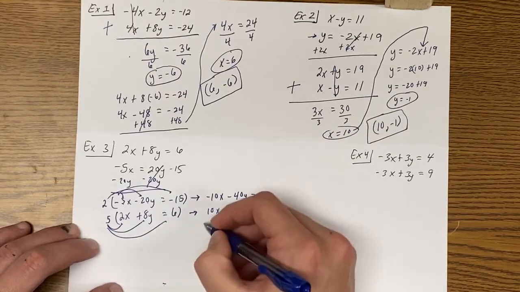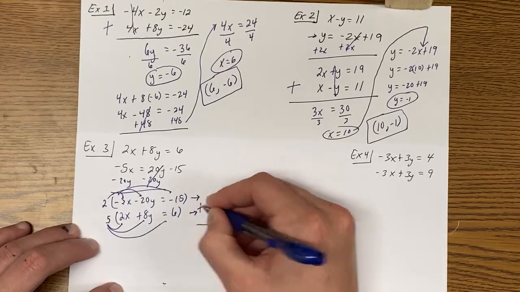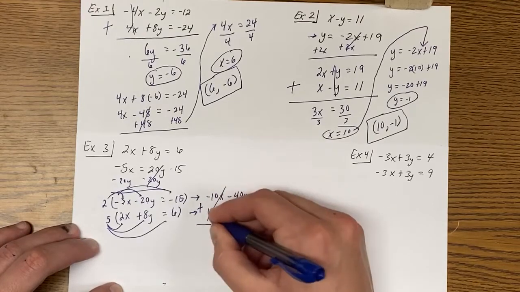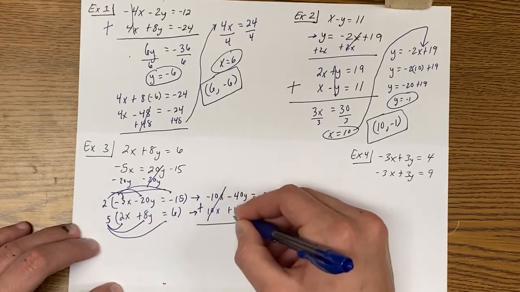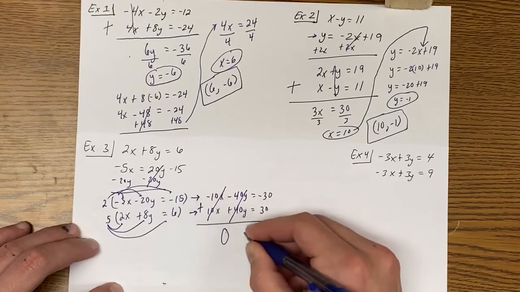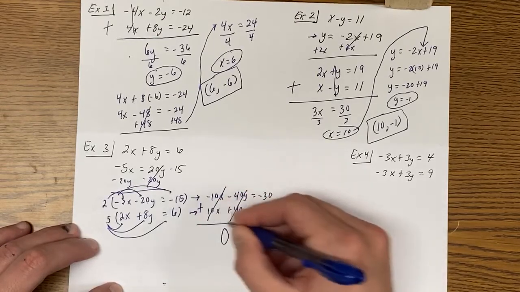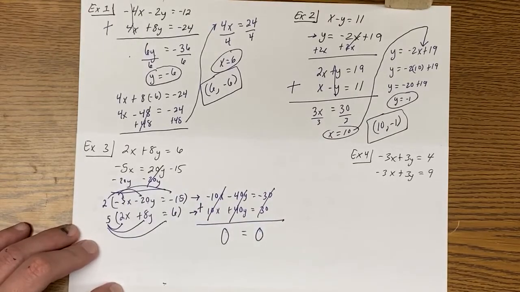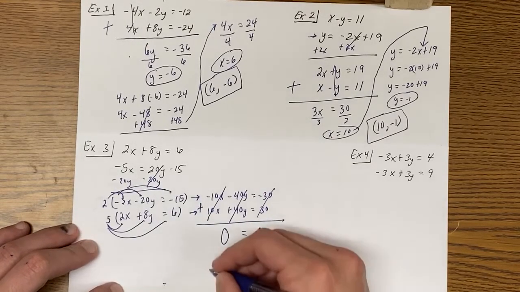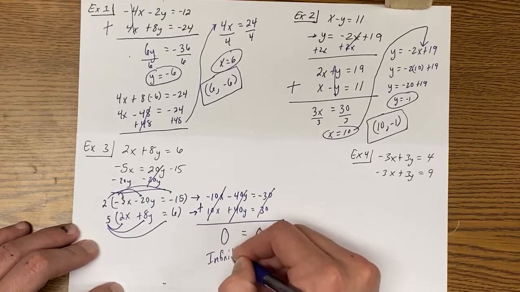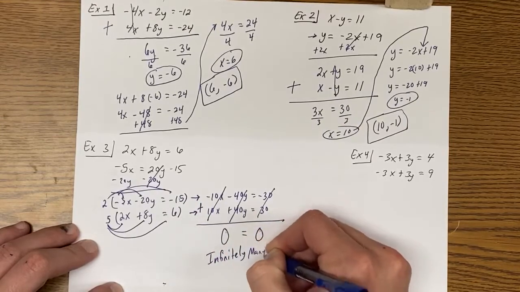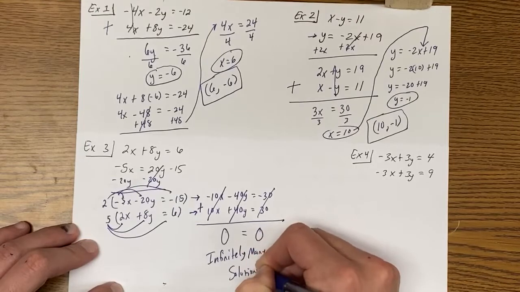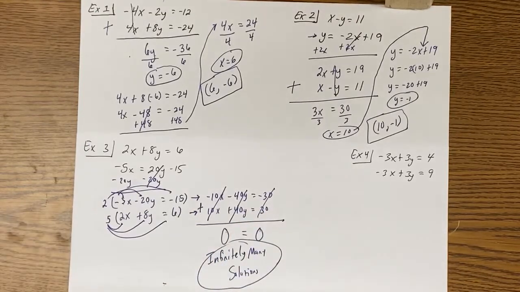Now look what happens here. I have opposites, so I'm ready to add. Negative 10x, positive 10x, cancel. Negative 40y, positive 40y, cancel. So I'm left with 0 equals negative 30 plus 30, cancels, 0. So notice what we have. 0 equals 0. Is that a true statement? Yes, it is. So we would say that our answer is infinitely many solutions. And that's our answer because we got something that made sense, right? We ended up with 0 equals 0.